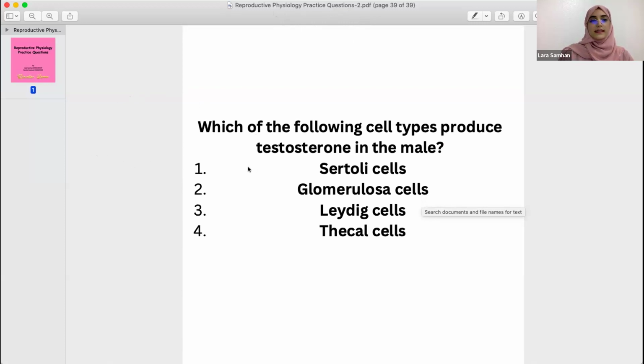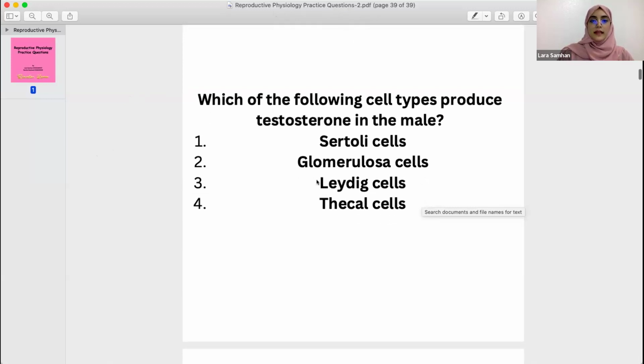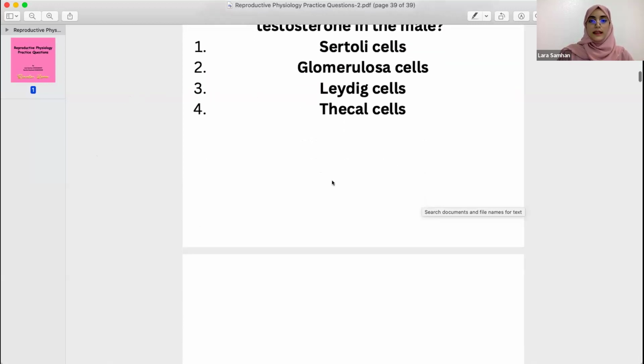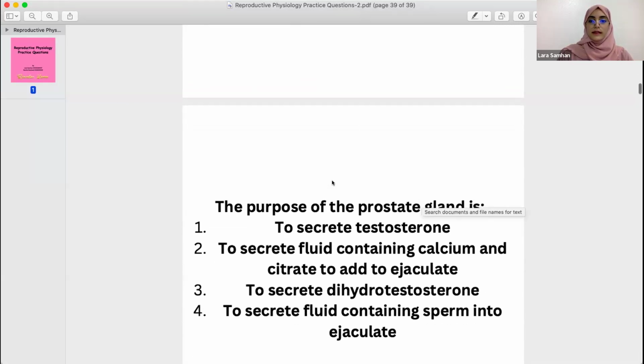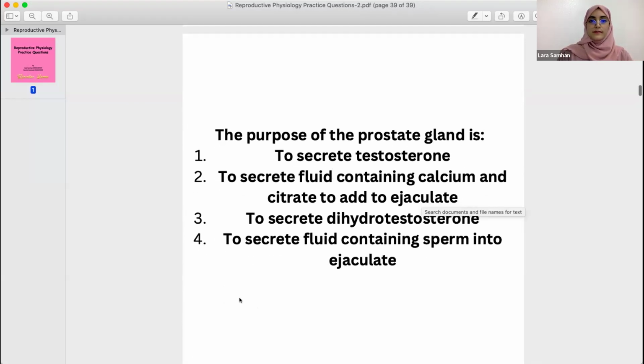Perfect. Exactly. Excellent. Yes, salam alaikum. Excellent. So as we said, the Leydig cell is the one that produces the testosterone hormone. Right? So the correct answer is number three. And as we said, this question is actually asked in board exams. So the correct answer, as you guys said, mashallah, is number three. Perfect. Let's move on to the next question.